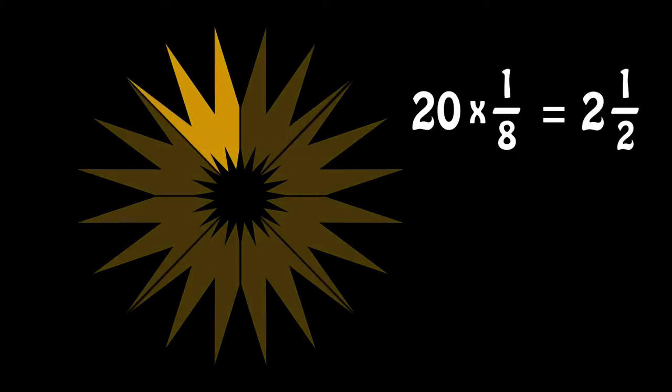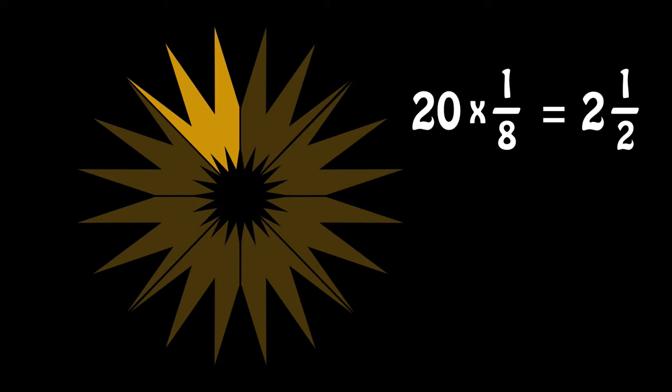That's an ugly non-integer. Yuck. So we don't want to do that. You can see that we've ended up with 2.5 of those pointy bits. That's no good. Which fractions can we use on a number and still end up with an integer?